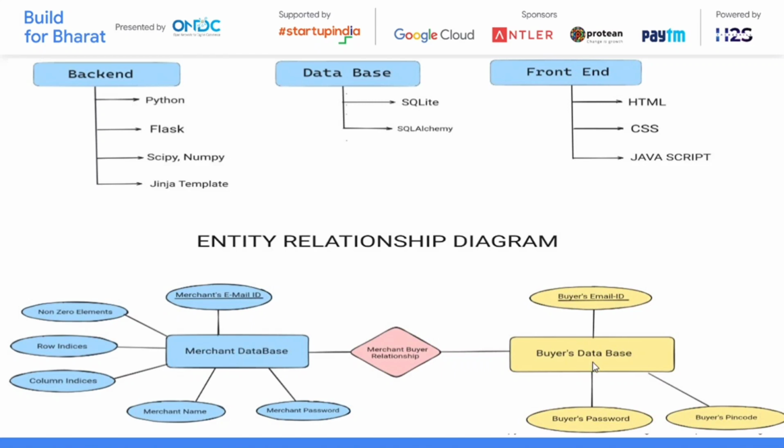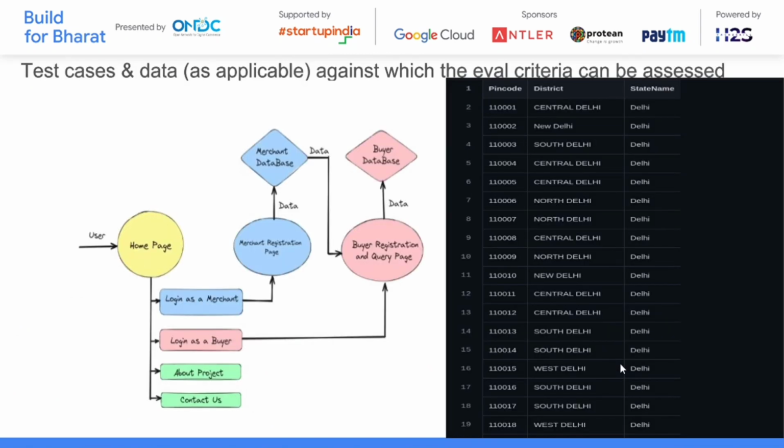Similarly, in the buyer's entity or buyer's database, there is a primary key, which is the buyer's email ID. Then we have the buyer's pin code as well as the buyer's password that are entered by the buyer. Now talking about a test data case, we have a set of pin codes for different districts across different states of our country. A CSV file of this dataset has already been uploaded in our GitHub repository, the link to which has been provided in the later slides.